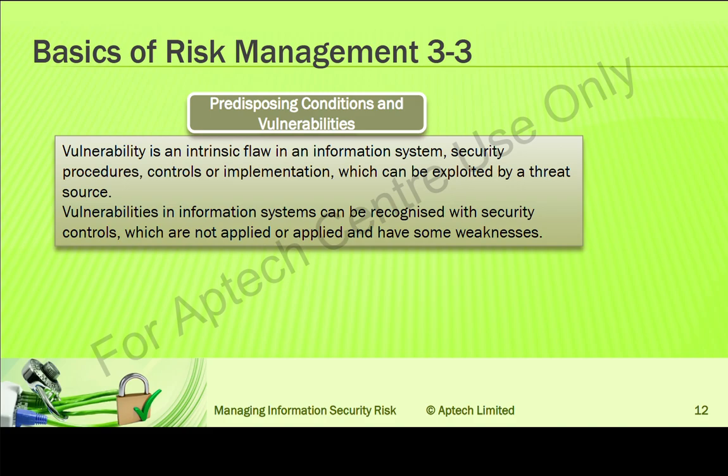Also, that's for vulnerability. And vulnerability in the information system can be recognized with security controls, can also be recognized with security controls which are not applied, or applied and have some weaknesses. Even after applying the control, you still see weaknesses. That is what we call vulnerability in information system.